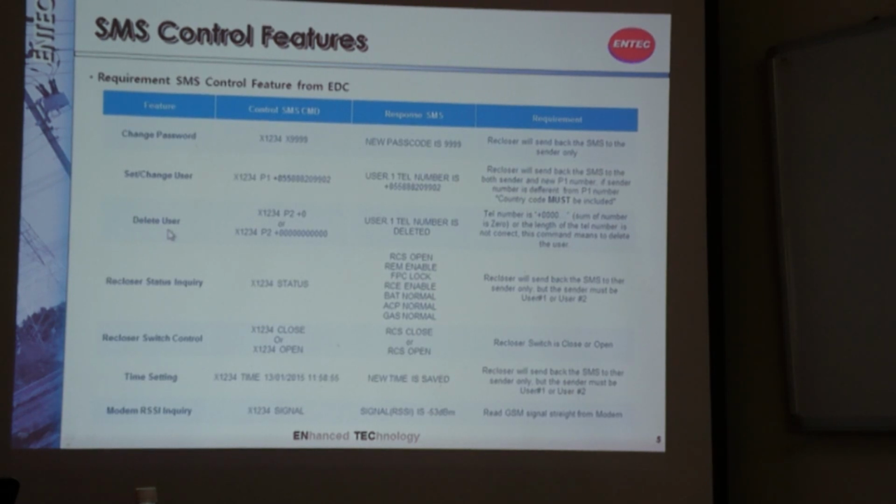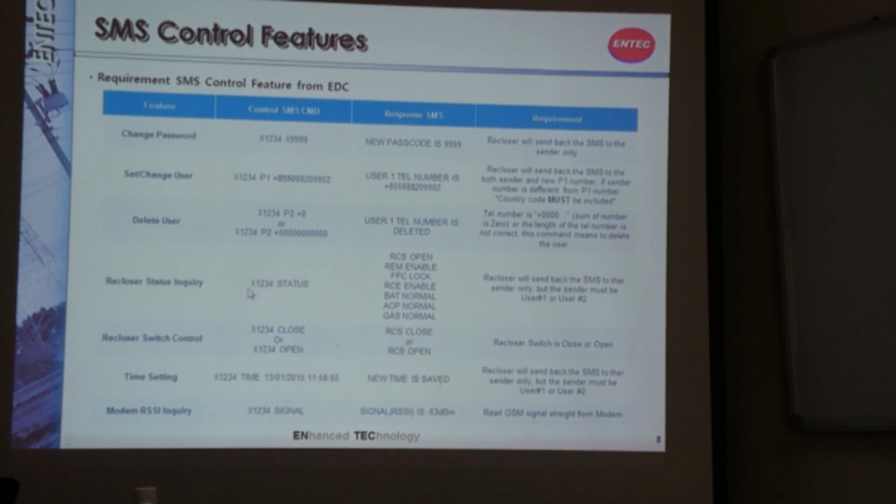And you can also delete a user. You put the password and then the user to be deleted, which is user 2. P1 to P5 correspond to user 1 to user 5. And then you put +0 or +0000. This means when the sum of these numbers is 0, then the user registered in P2 will be deleted. So the number of zeros doesn't matter. Only the sum of these numbers matters. If the sum is 0, it means your P2 will now be deleted.